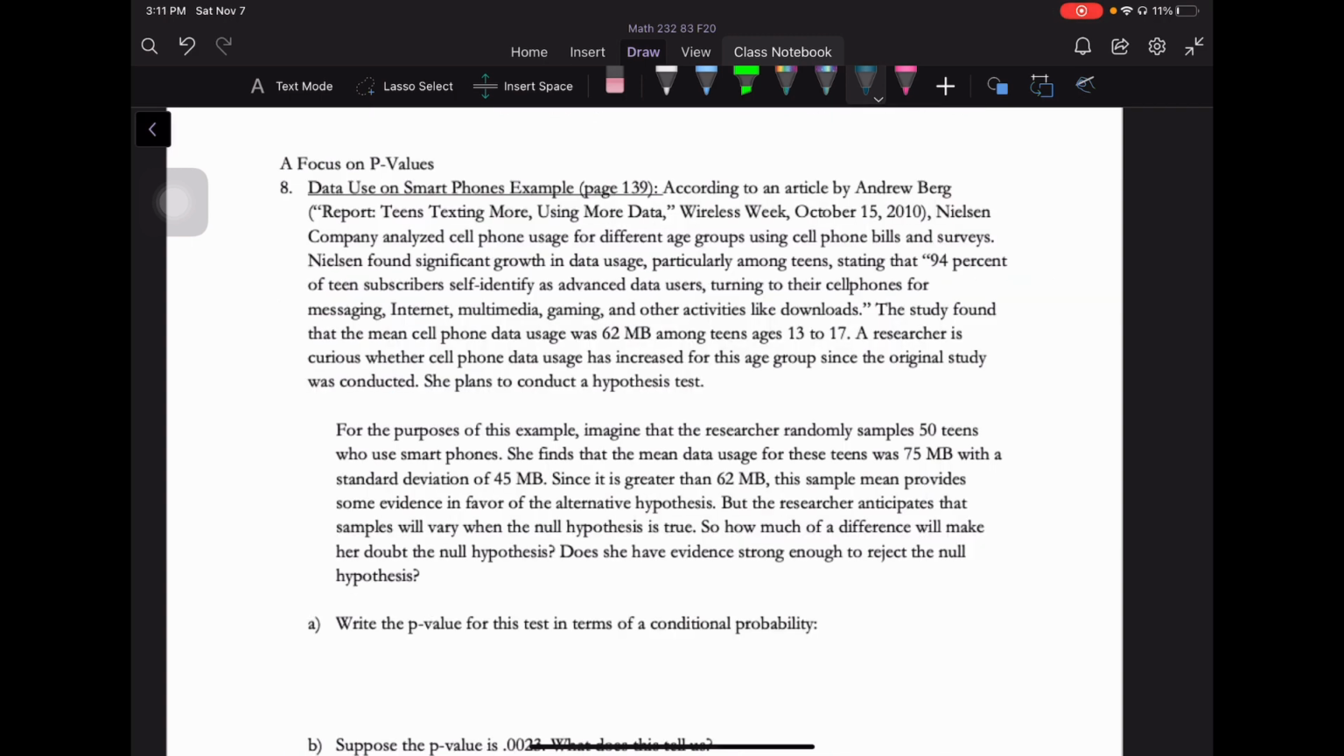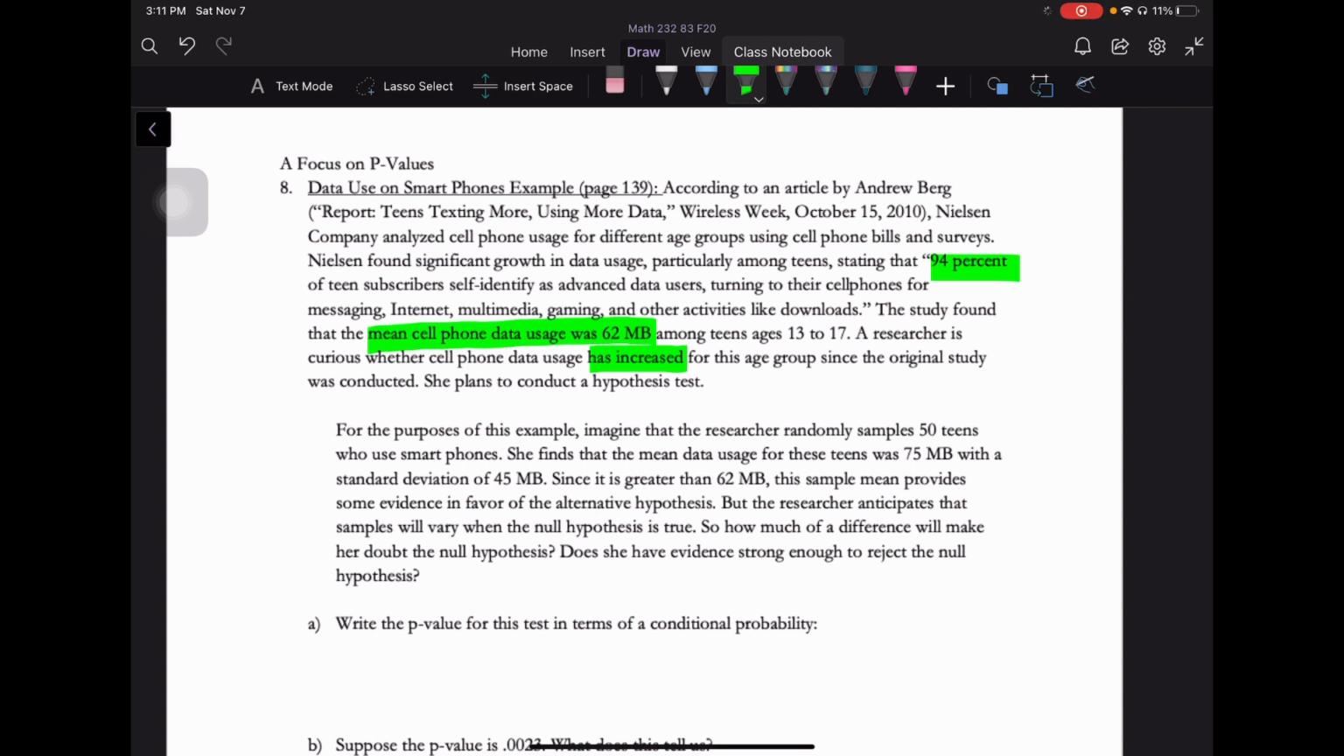We have this scenario talking about cell phone usage for different age groups. According to an article in 2010, the Nielsen Company analyzed cell phone usage for different age groups using cell phone bills and surveys, and they found significant growth in the data usage, particularly among teens, stating that 94% of teen subscribers identified as advanced tech data users, turning to their cell phones for messaging, internet, multimedia, gaming, and other activities they download. The study found that the mean cell phone data usage was 62 megabytes among teens 13 to 17. The researcher is curious whether this has increased for this age group since the original study was conducted. She plans to conduct a hypothesis test.